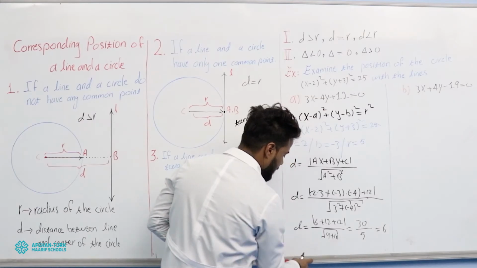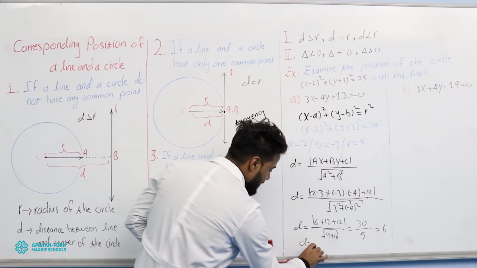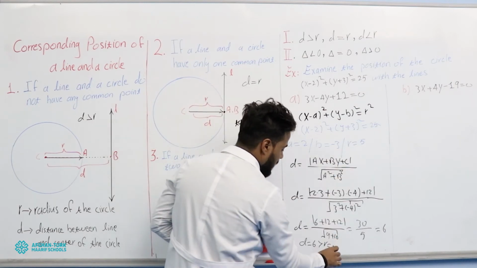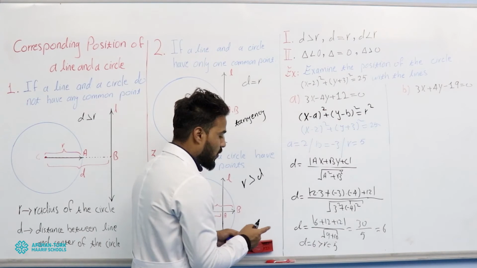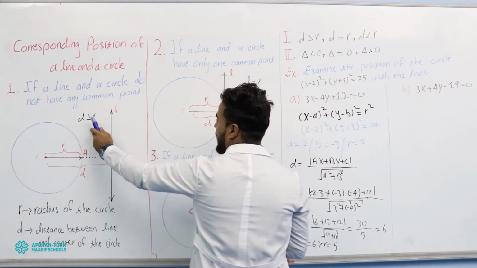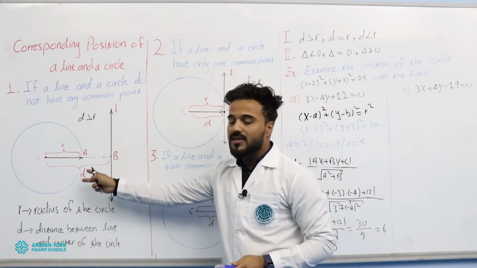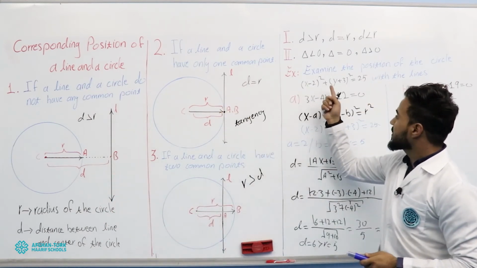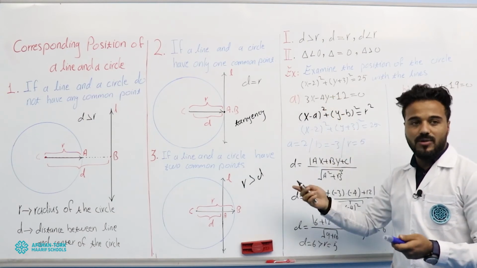It means that D is equal with 6, which is greater than R. R is equal with what? R is equal with 5. So we said that when D is greater than R, we can say that line and circle do not have any common point. It means that this circle and this line do not have any common point.